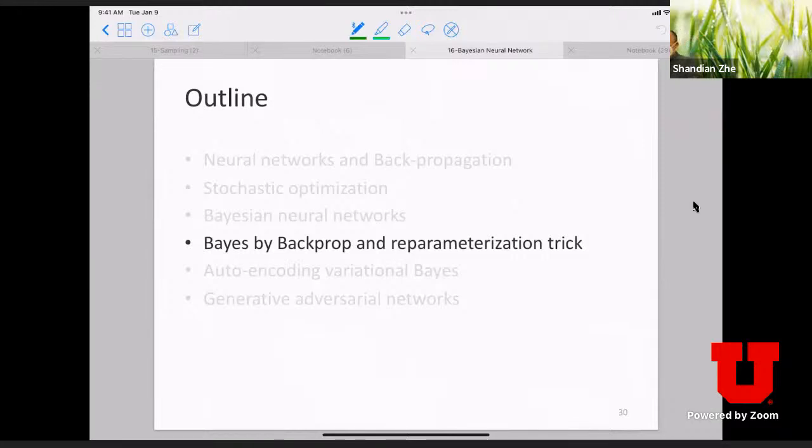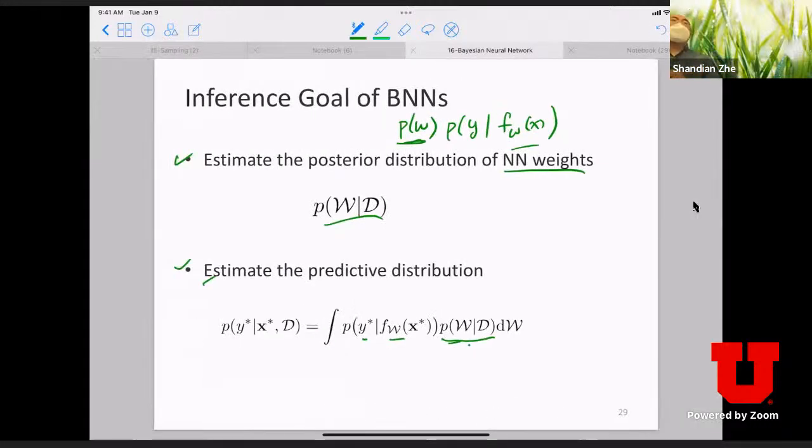Okay. So far, any questions? Is everyone good with this Bayesian framework of neural networks? It's kind of a smooth transition to neural networks. But all our previous knowledge, all our previous principles can apply here as well.